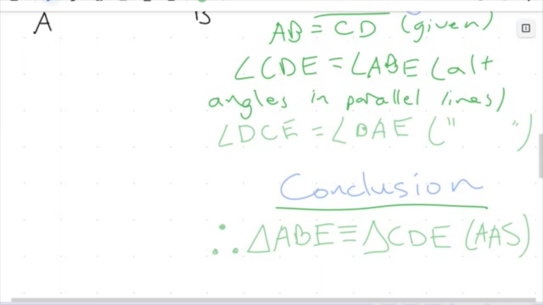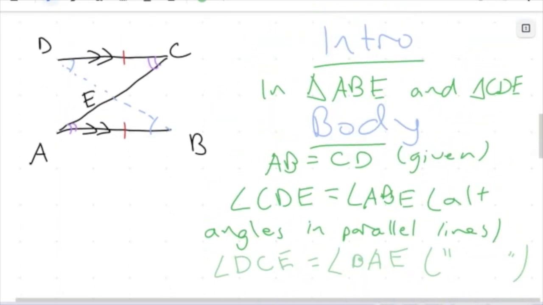So we are using angle, angle, side. Now, some of you may be looking at this and going, well, cool, you proved two triangles are congruent, great, but that's not what we're trying to find. We're trying to find that this is the same as this, or that this is the same as this. How do I do that, based on the information given?